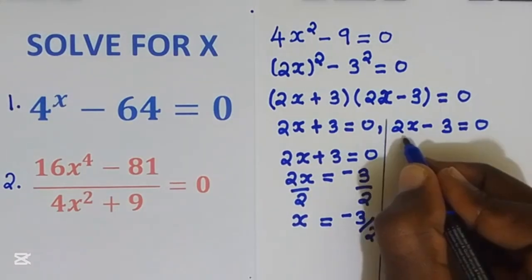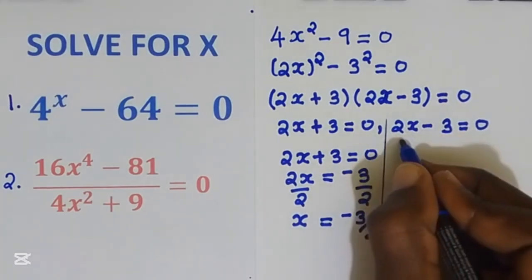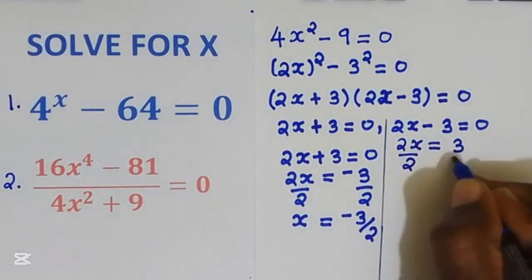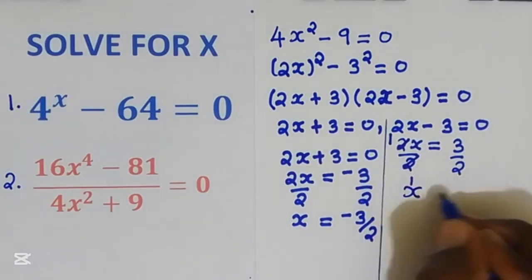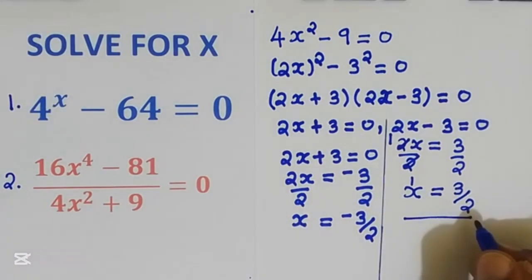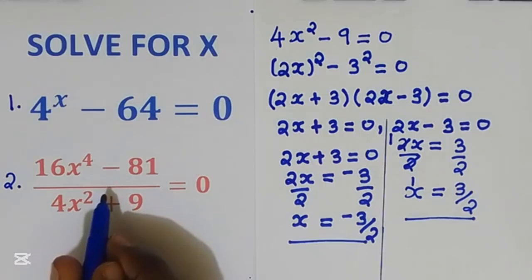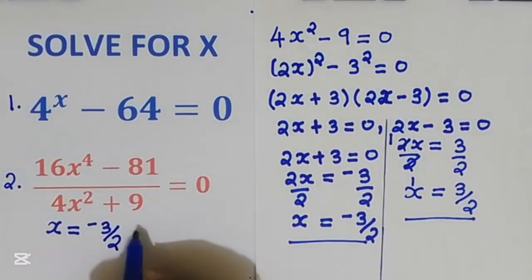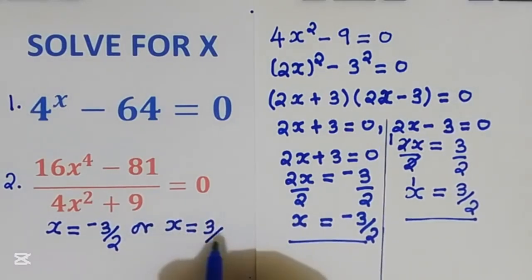Let us look at the other factor. That is 2x minus 3 equal to 0. This is 2x equal to 3. I'll divide by 2 on both sides, by 2, 1, by 2, 1. I'm going to get x is equal to 3 over 2. So, the value of x for this question is x is equal to minus 3 over 2, or x is equal to 3 over 2.